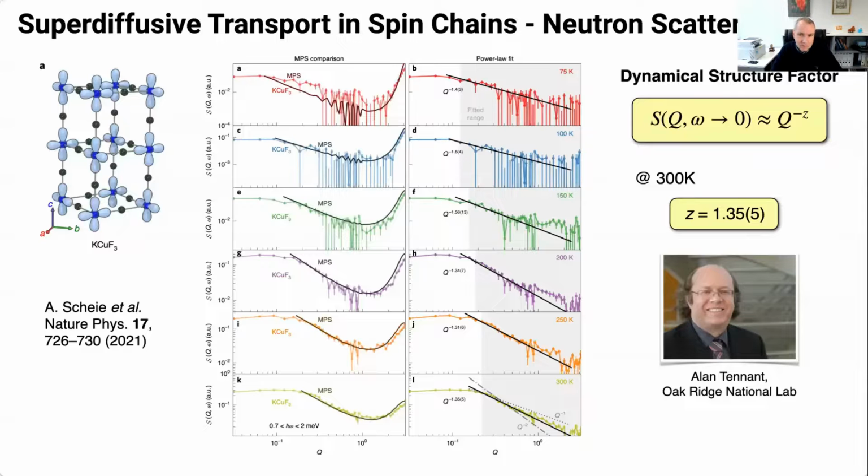Okay, so before I come to our experiments, I should say there were actually experiments before ours in solid state systems in 1D spin chains by Alan Tennant's group, who looked at dynamical structure functions at higher temperatures in very close to 1D spin chains, and found at high temperatures a dynamical transport coefficient of 1.35, very close to the 1.5 we would expect for KPZ transport, showing that there indeed is first evidence for the superdiffusive transport.